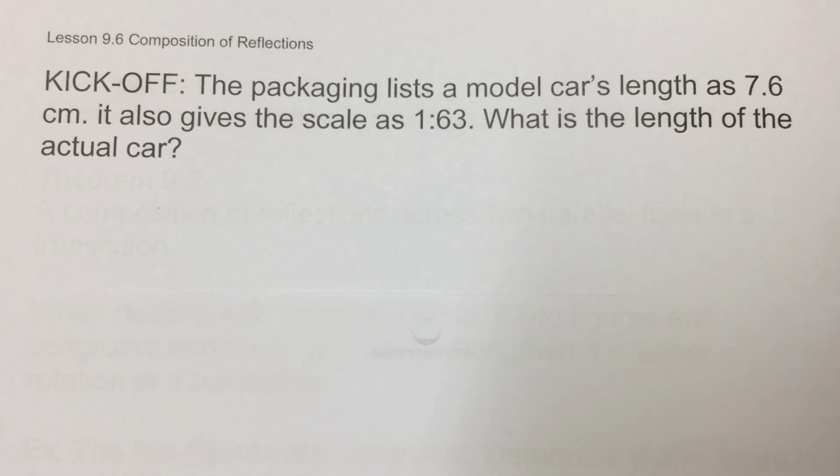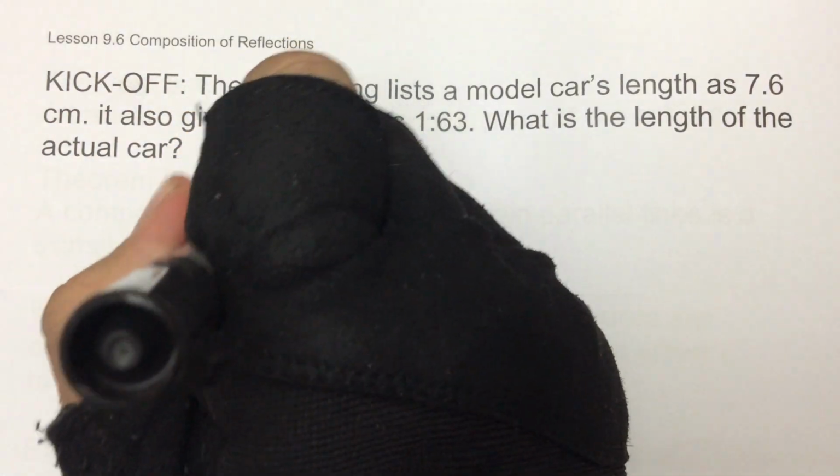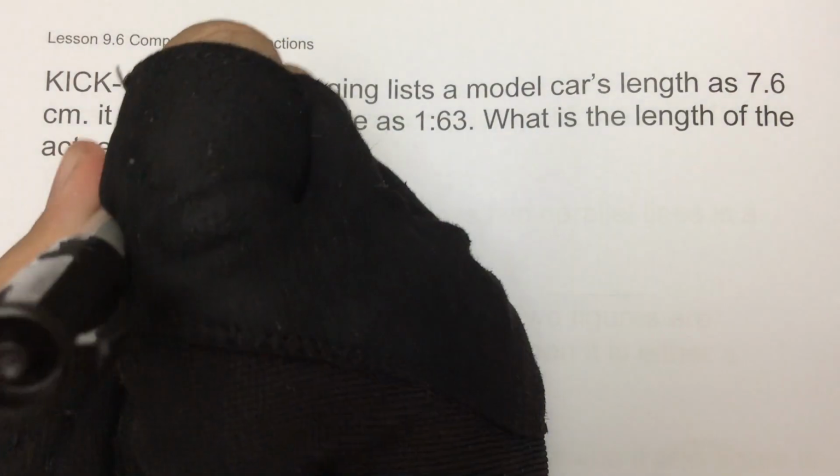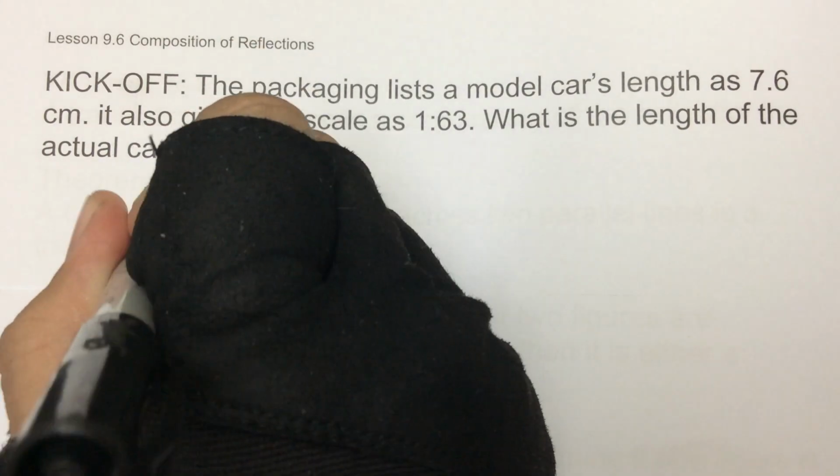So again, can't have a full-size toy. So we always make it smaller. We base it off of a scale so that it looks like the real thing, but it's just smaller so we can have it as a toy. So what we're going to do is set up a proportion. It's 1 to 63 is the scale. So the toy to the actual.